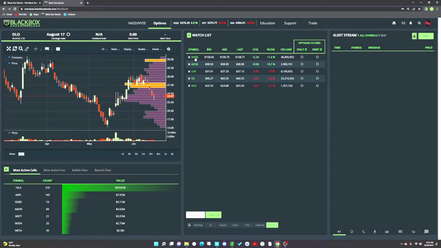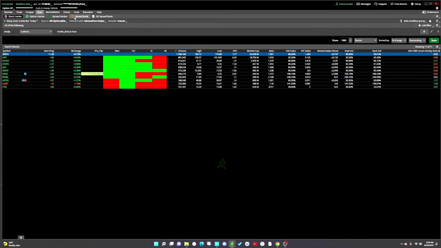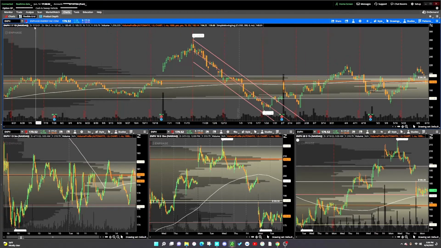So now let's say that these are the equities I'm interested in. Nvidia, Airbnb, LUV, Square, and DLO. Okay. What I'm going to do then is jump into ThinkOrSwim. Pull up my charts, and I'm going to start with DLO.